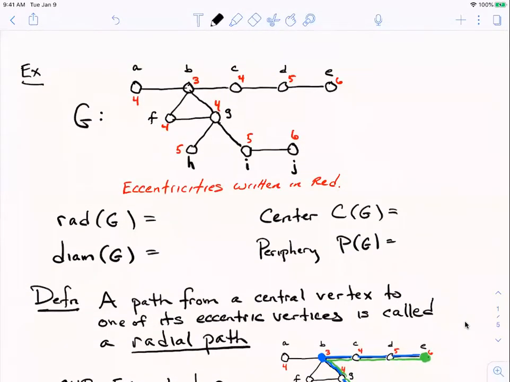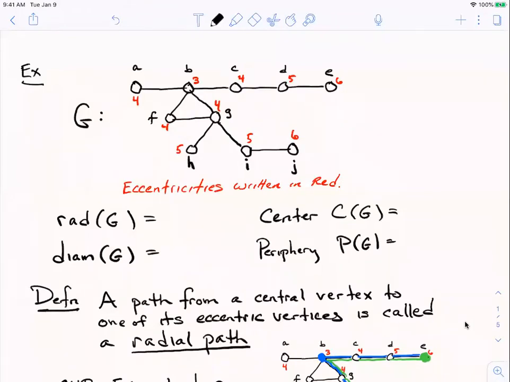Here I've drawn a graph, a connected graph, and before I started the video, I went ahead and calculated the eccentricities of each vertex, and I wrote that eccentricity in red right next to the vertex. So it's a good chance for you to maybe stop the video and check those calculations. Make sure I didn't make any mistakes, and make sure you know what I mean by the eccentricity of a vertex. But this is kind of just a little vocabulary review.